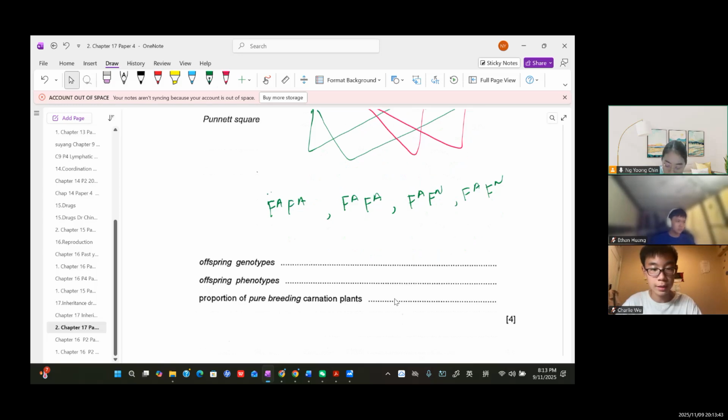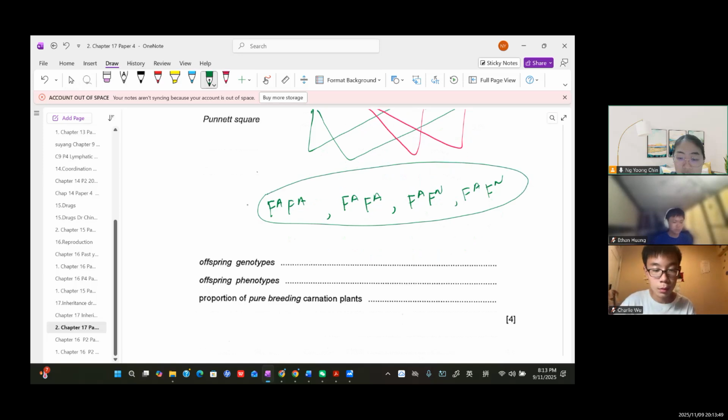You should write the answer just like this, okay? Just write down this here, at this column. And then how is the phenotype? The phenotype, you need to describe the color, okay, the color.